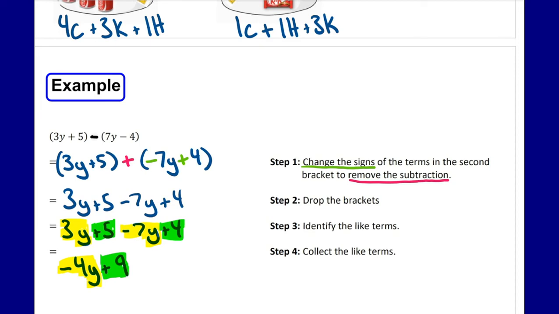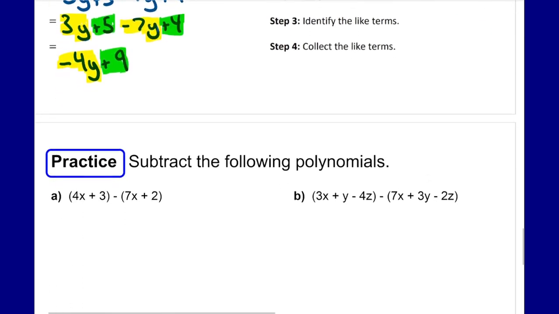So again, there was just the one added first step where we have to change the signs. And it's to ensure that we're subtracting everything in that second polynomial from the first one. Because if I just drop the brackets, I'd just be subtracting the first term and I wouldn't really account for the second one. So I want to make sure that I'm subtracting every term in the second bracket. So let's go through some examples.